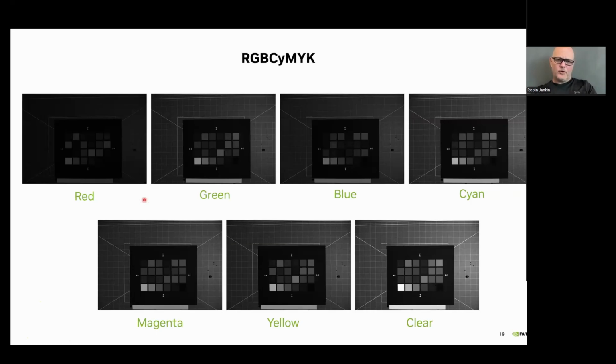So this is what we do. We put something like a Macbeth color checker chart, and we illuminate it using our red, our green, our blue, cyan, magenta, and yellow, and clear sources. We get the following results.